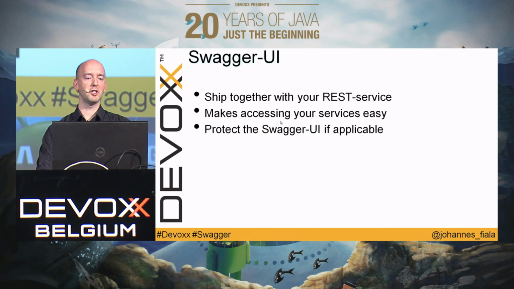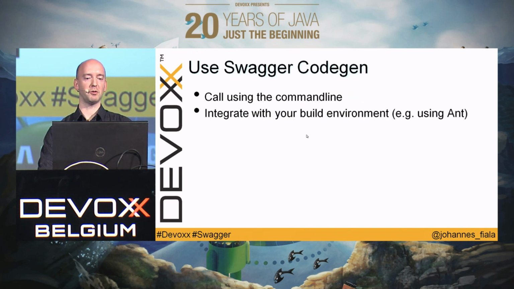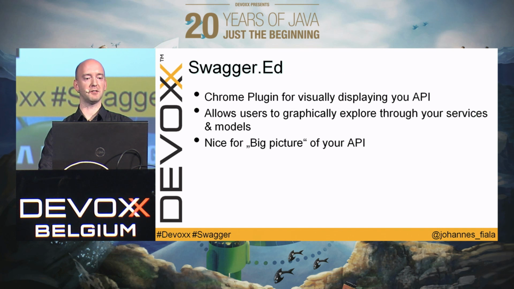For Swagger UI, you can ship it together with your REST service. It's simply a JavaScript application. I copy it to the webapps folder of my application. And yeah, it makes accessing your services really easy, and you should protect it if necessary, of course. For Swagger-Codegen, it's a command line program, and you can integrate it with your build environment, for example, using Ant. And finally, the Swagger.ed to display the API graphically.